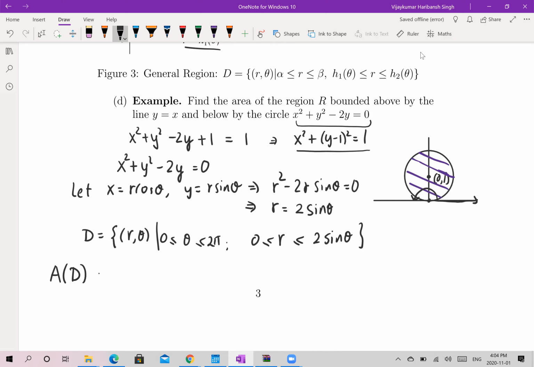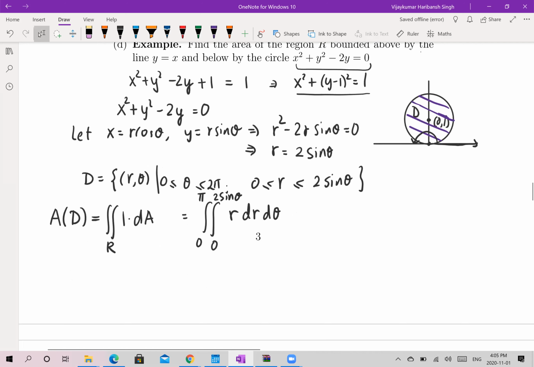Note how we do the area of region D in terms of Cartesian coordinates. It's simply integrating the function 1 dA over D. Now we'll write this in polar coordinates. So essentially we are integrating r dr d theta. Our r is changing from 0 to 2 sin theta, and theta is changing from 0 to pi. So this computation will give us the area.